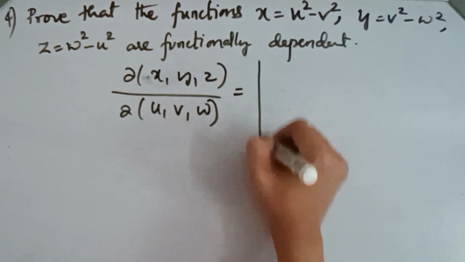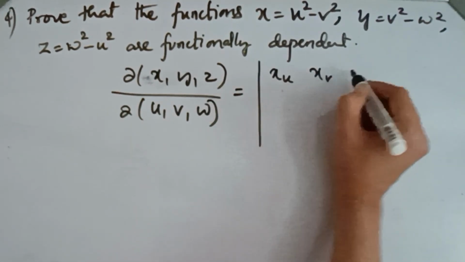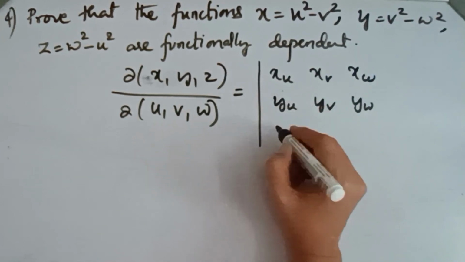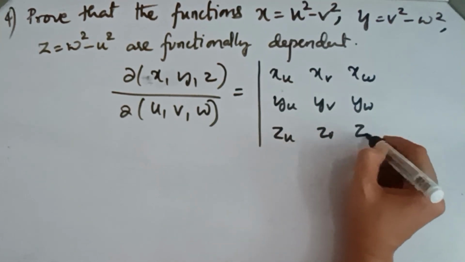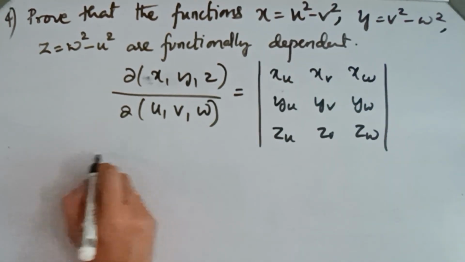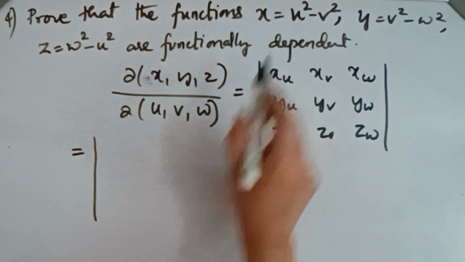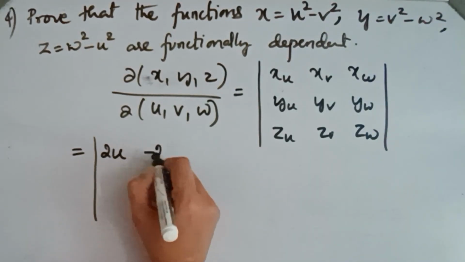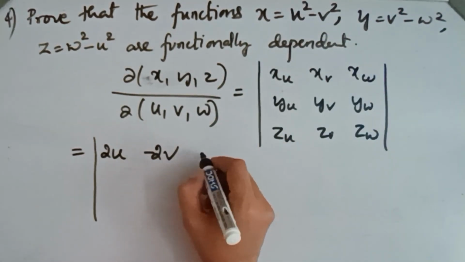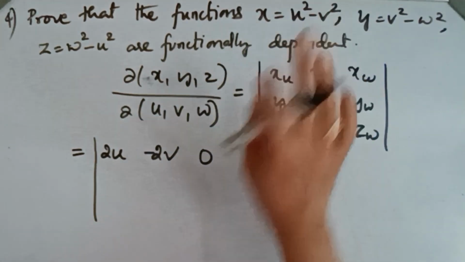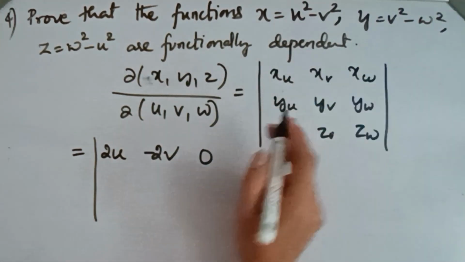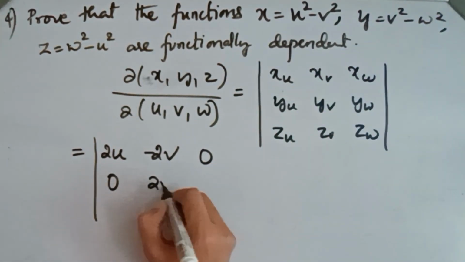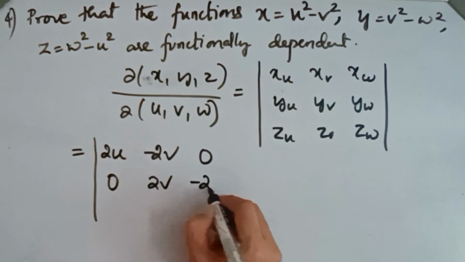So let us find out the Jacobian. Jacobian equal to, using the formula, xu, xv, xw, then yu, yv, yw, determinant zu, zv, zw. Let us find out the partial derivatives one by one. That is equal to, with respect to u, 2u, then with respect to v, minus 2v, with respect to w, there is no w, therefore 0, because these two are constants. Then with respect to u, there is no u term, 0. With respect to v, 2v, with respect to w, minus 2w.